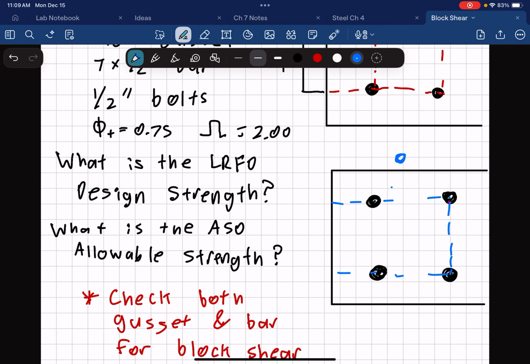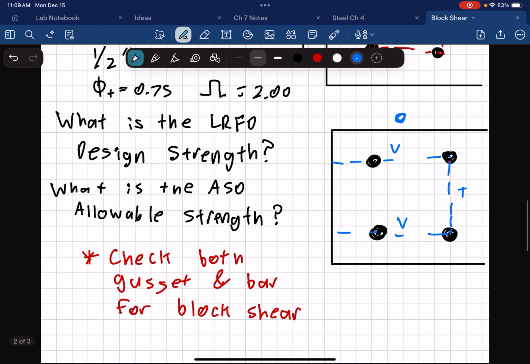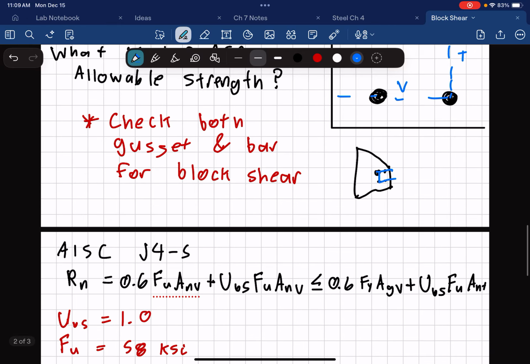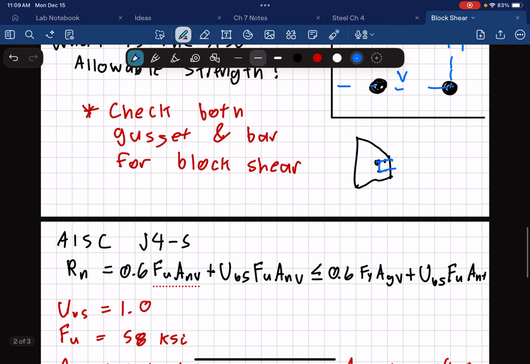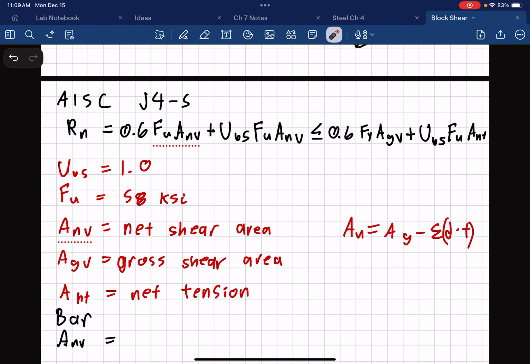So we have two shear failure planes and one tension failure plane in this problem specifically. You could have different configurations of this depending on how many rows of bolts you have, but this is essentially how the idea works. And the same thing is going to happen for the gusset. If we have a gusset that looks like this with holes here, here, here, and here, we're essentially looking for the same type of failure. And we're going to check both the gusset and the bar in this problem to ensure that the connection is good for block shear.